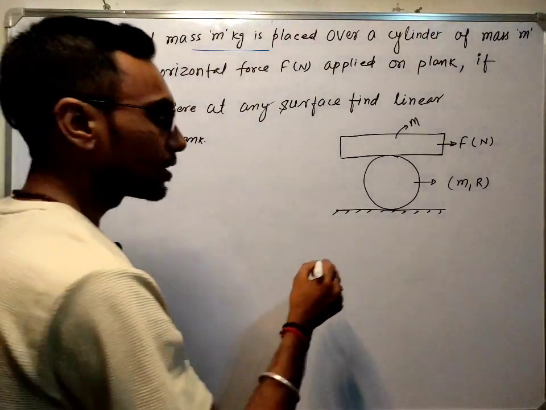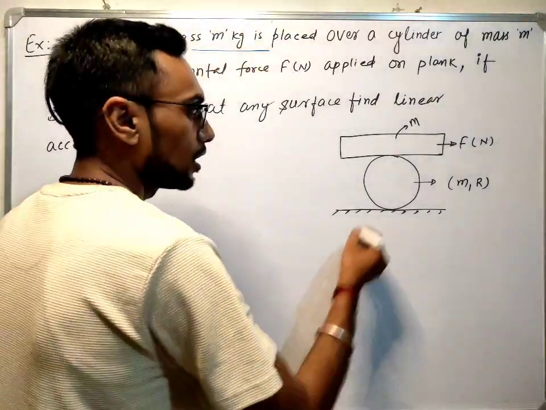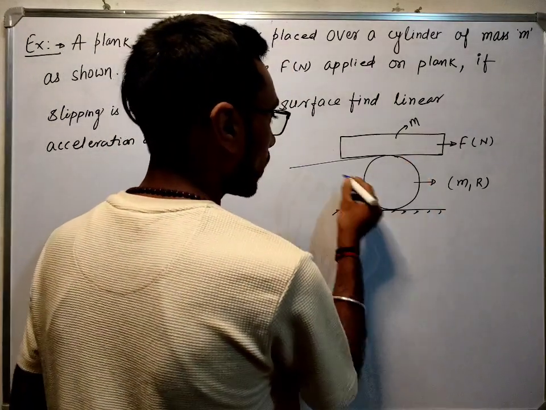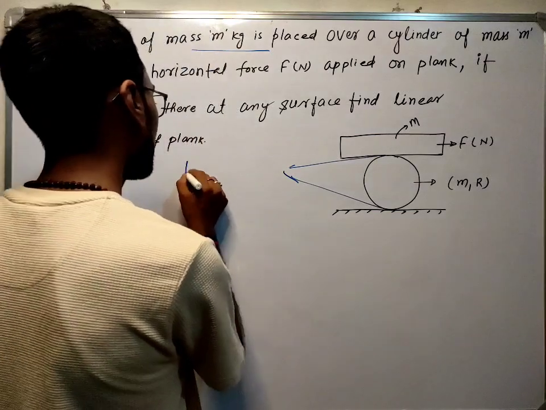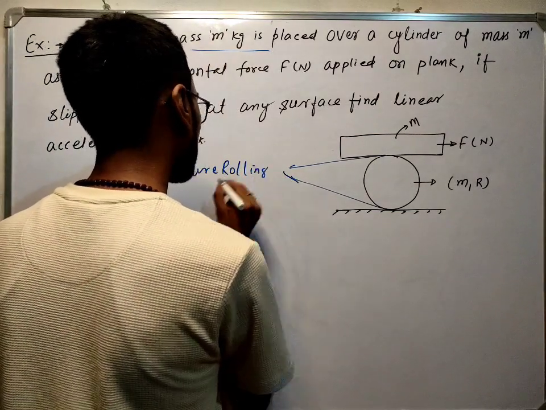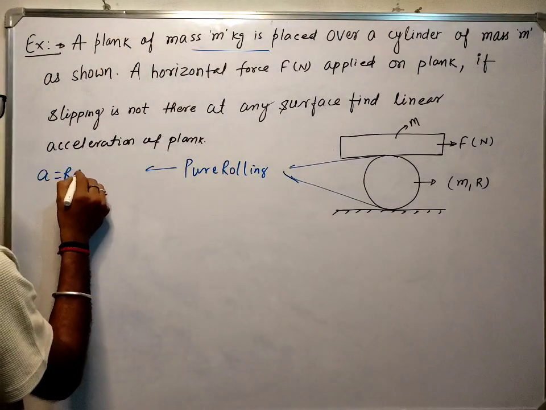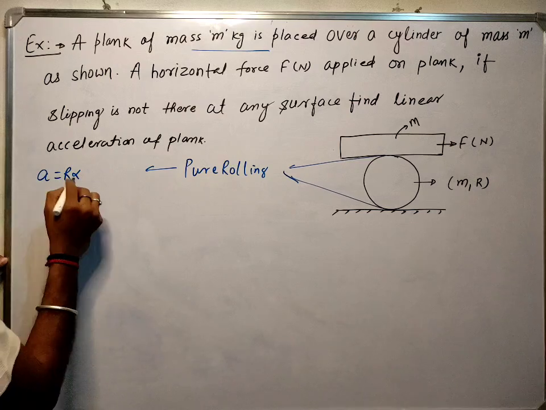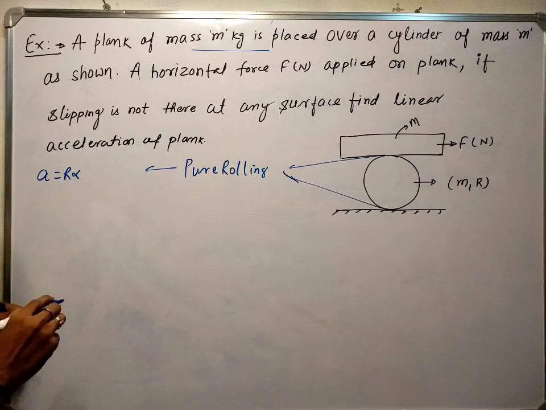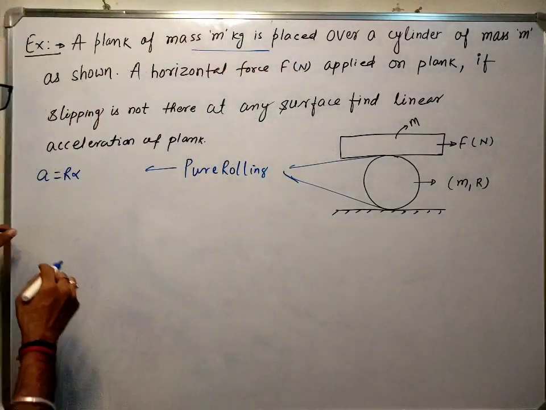It is said that slipping is not happening at any place. That means pure rolling occurs at all the places. Pure rolling occurs. That means we can apply a equals r alpha and also v equals omega r. So here there is no requirement of v equals omega r, so I am writing only a equals alpha r.